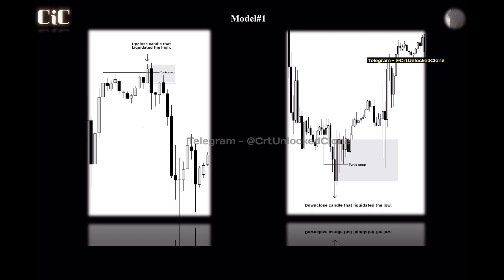So a bearish model number 1 is an up close candle that liquidated the high. You enter at the low, stop loss the high, and you let it dump. And vice versa. A bullish model number 1 is the thick down close candle that liquidated the low. You close above it, and then you use that single candle as a sensitive price point to enter.